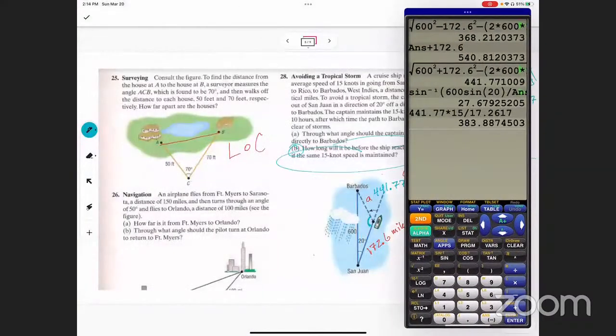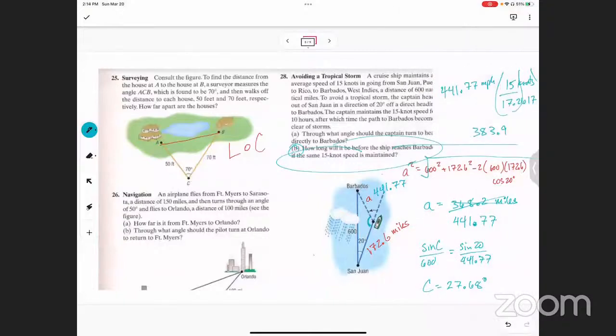In the bottom? But now we're trying to answer the actual question. The question is saying, how long will it take? So how fast is it going? It's going 17.617 miles per hour. So I guess we didn't have to multiply by 15. All we're trying to do is find out how many hours it's going to take. Okay, yeah. Sorry, I wrote this wrong. This is not miles per hour. I'm an idiot. This is miles. That's how far away it is.